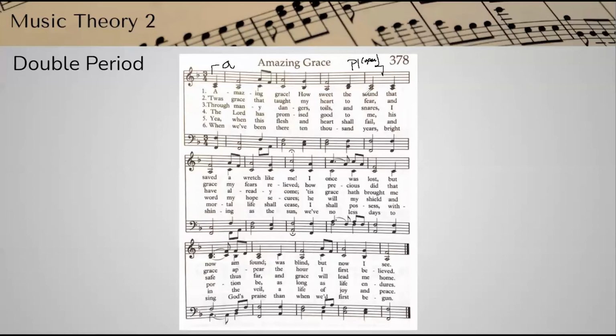Okay. The next phrase starts on the word that in the first verse. And that starts pretty much identically to the beginning, right? So since it starts the same way as the beginning but has a different ending, I'd call that A prime. Okay, so we have our next phrase, which is A prime.